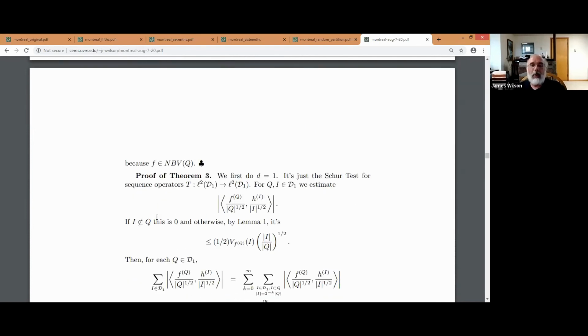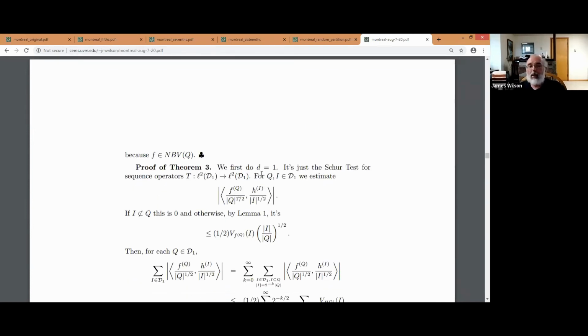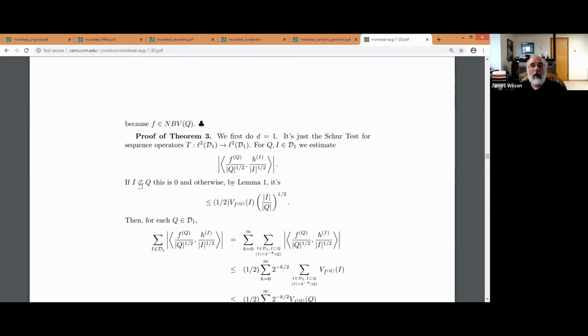Okay, so now we can prove Theorem 3. Like I said, we're first going to do d equals 1. All this is, we're using the good old Schur test for sequence operators defined in little l2 of the dyadic intervals. So we're going to bound the inner products of our functions we're trying to show almost orthogonality of with the Haar functions, okay? So now if I is not a subset of Q, that means that either the right or left half of I totally contains Q, or they're disjoint, then of course this is 0.